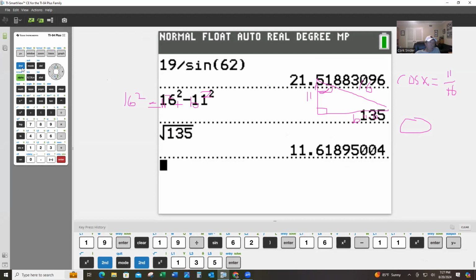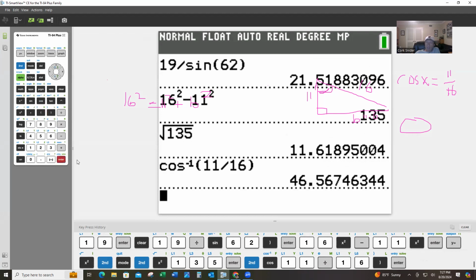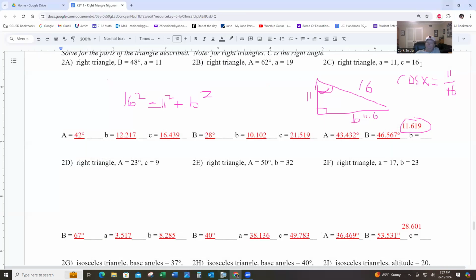I'm going to go second cosine because I want the angle. 11 divided by 16. Well, I'll see where it comes out. 46 degrees, 47. Let's just say it's 47 to make it simple. 47 degrees. I probably wrote the exact number out here. Yeah, let's just say it's 47.